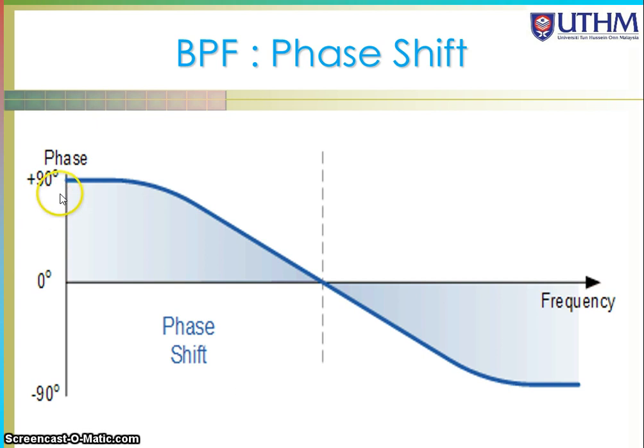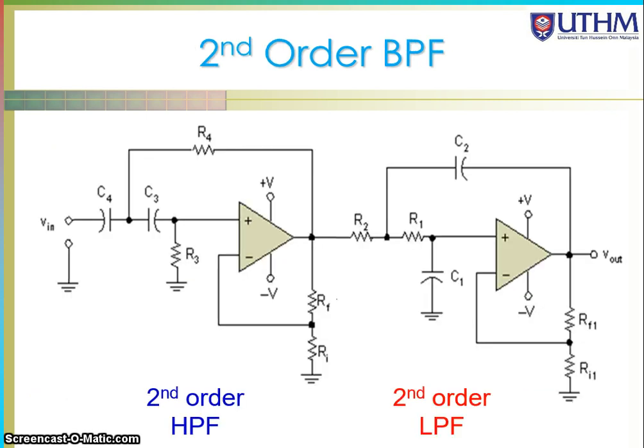As for the phase shift, there is no phase shift at the pass band, but at a very low frequency, the phase shift between VO and VIN is 90 degrees positive, and at the higher frequency, it is minus 90 degrees. Again, we can change. We can start with the second order high pass first, followed by the second order low pass filter in order to get a second order bandpass filter. We have a pair, another pair, so two pairs of RC, another two for the low pass filter.